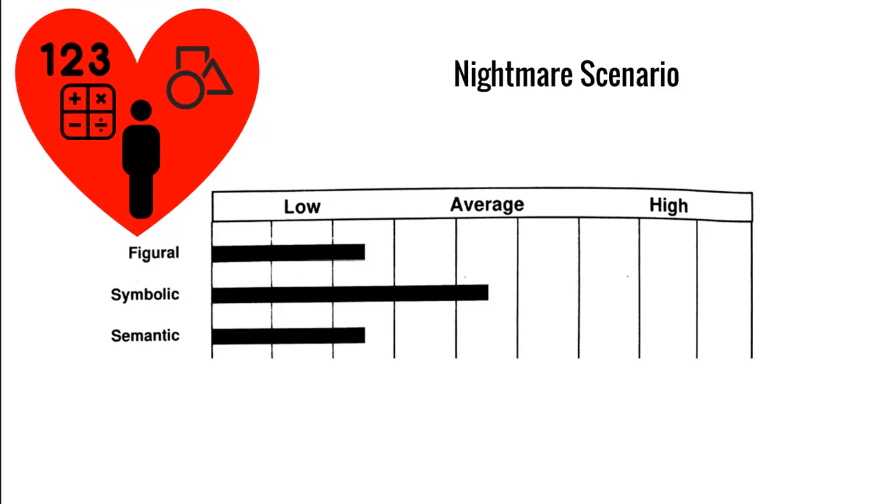Unfortunately, a symbolic learner can get into a nightmare scenario. This is what it looks like. And I see this all the time with people who are studying TOEFL iBT, like pharmacists who get stuck for years. Because the thing is, TOEFL iBT is a semantic test. So when a learner or a student has low skills in that area, this is really hard for them to pass.